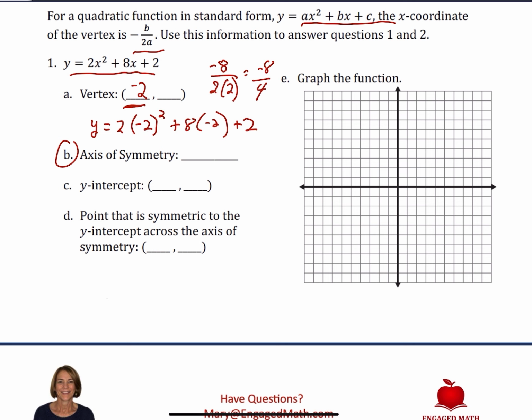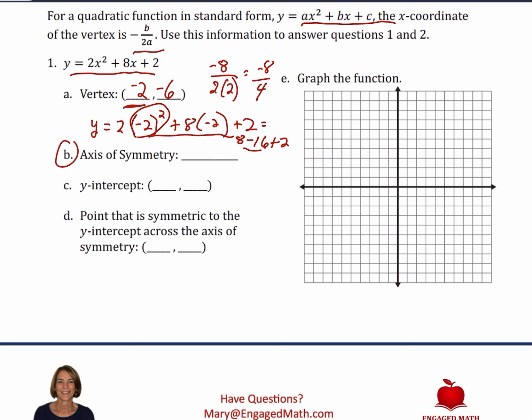Because of order of operations, exponents come first. So we're going to get y equals, and it's going to become a negative 2 squared is a positive 4. So we're going to get an 8 minus 16 plus 2. So I simplified each one of those expressions, and that gives us a negative 8 plus 2 is negative 6. So the x-coordinate of our vertex is negative 2, and the y-coordinate is negative 6.